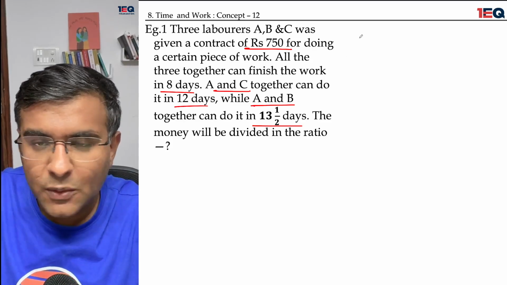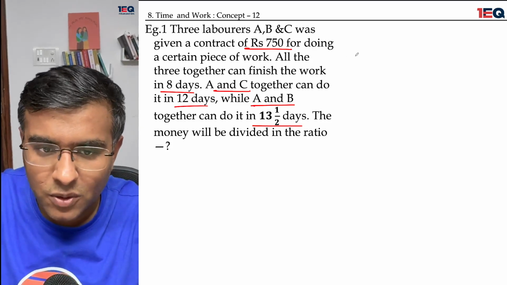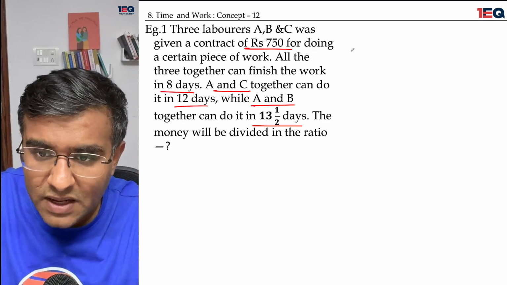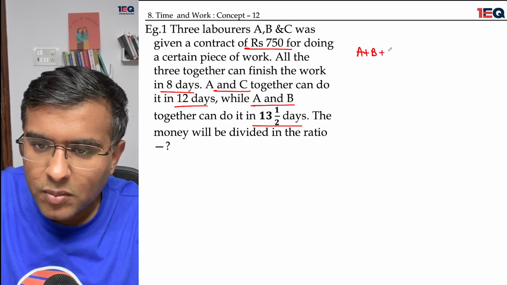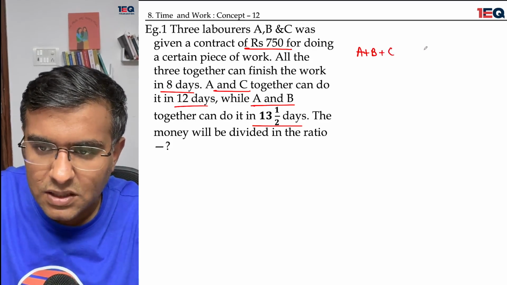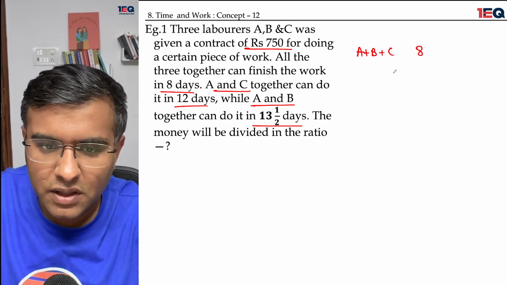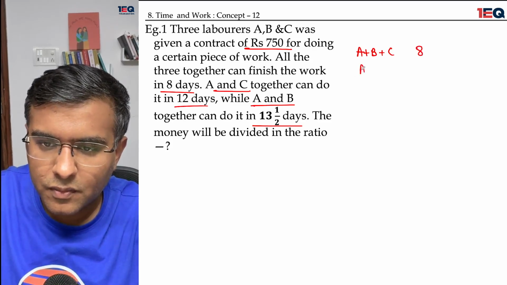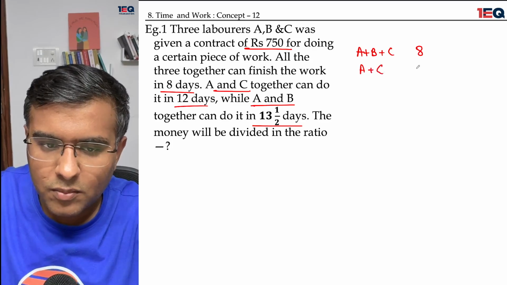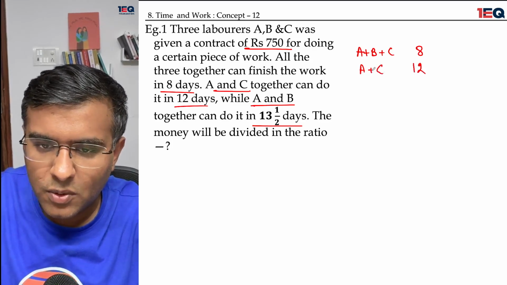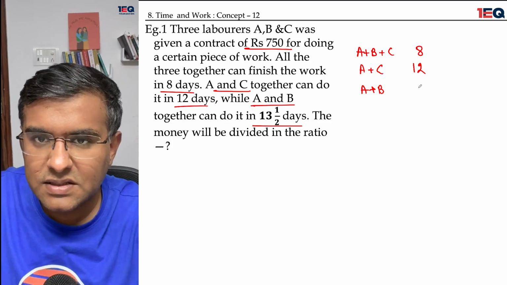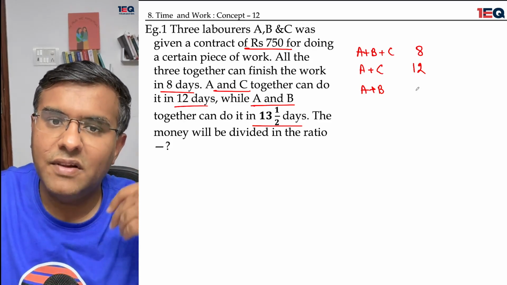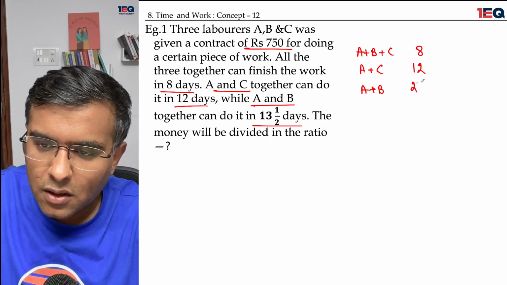Okay, so I'll quickly write down the number of days they can work together and in what manner. I'm writing A plus B plus C doing the work in 8 days, A plus C doing it in 12 days, while A plus B doing it in 13 and a half days. Instead of writing 13 and a half, let me write it as 27 by 2.